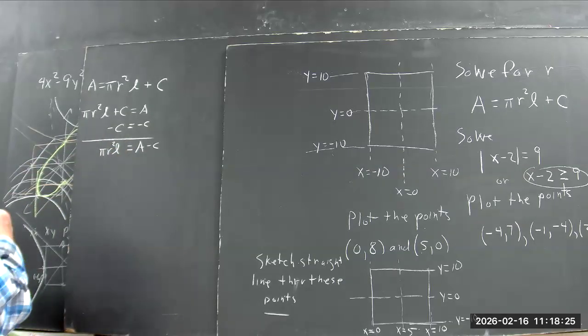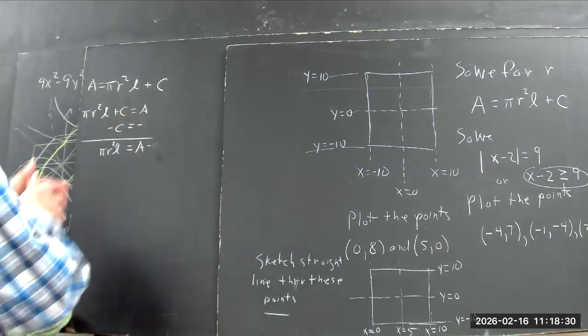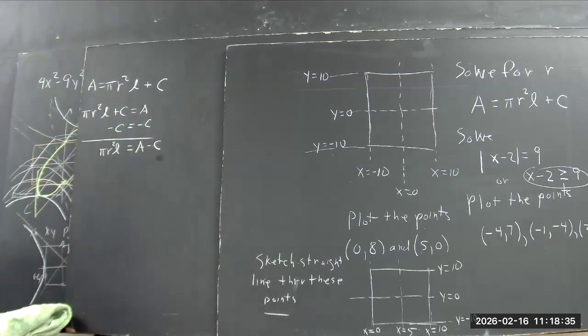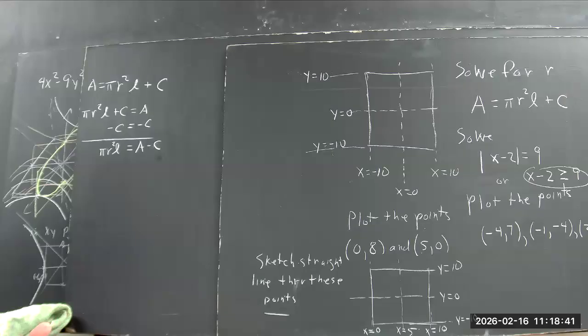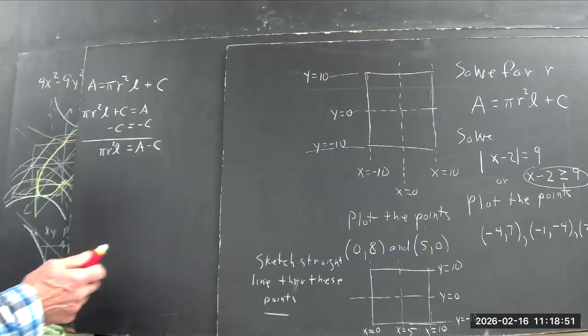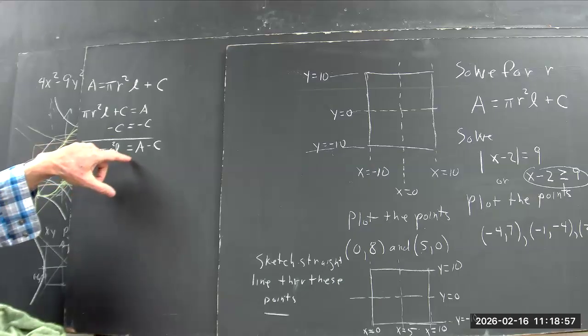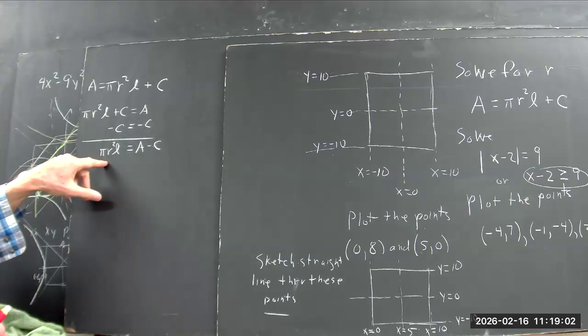Also, the C that I'm writing on the right, for some reason, must come out smaller than the C on the left. We want to be sure that we're not seeing a capital C and a lowercase c, because they would be different variables. Capital and lowercase letters stand for different variables. Okay, anyhow, when we subtract C from both sides, we end up with pi R squared L equals A minus C.